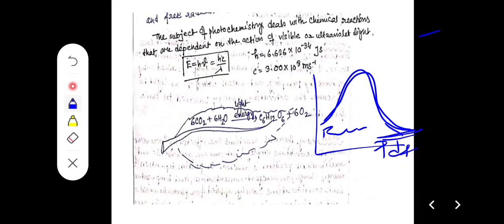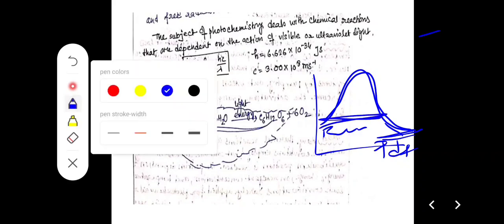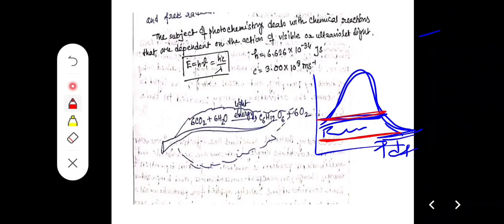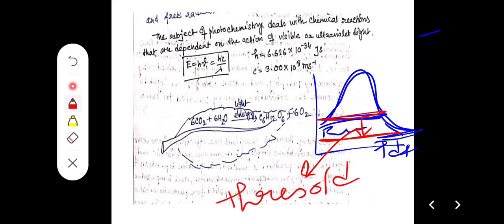Now always consider that this energy is termed threshold energy. Threshold energy is the minimum amount of energy after which the reactant goes on to react.